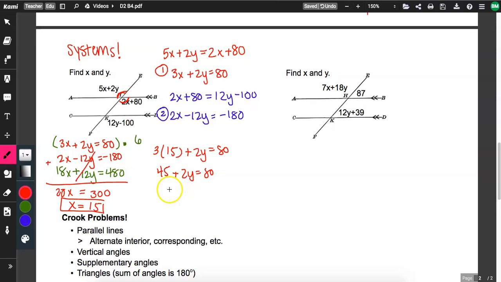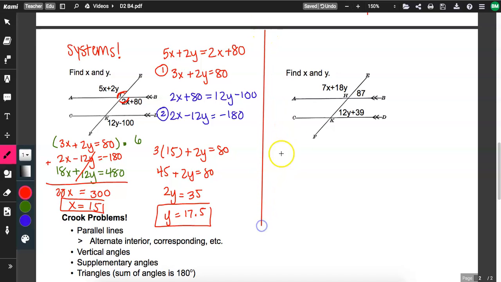So now I have 2y equals 35 and y equals 17.5. Okay. I can do the same thing for example 2. So let's get started with it. I'll help you set up your equations and then you'll finish the problem on your own. So again, I need two equations. I'm going to draw a line here to separate this a little bit.